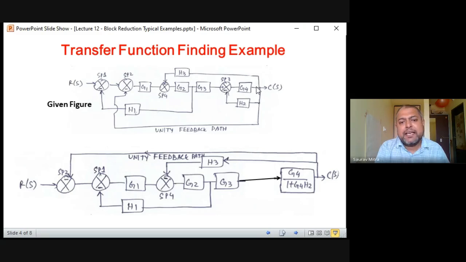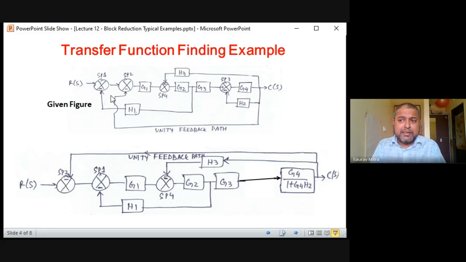The second thing is this negative feedback path or unity feedback path. Unity feedback means H is equal to 1, the feedback gain. That is starting from CS and coming to SP2. Here also you are finding it, but we are showing it above. So this point we have taken above. CS gets generated, it comes back, and it comes back to SP2.